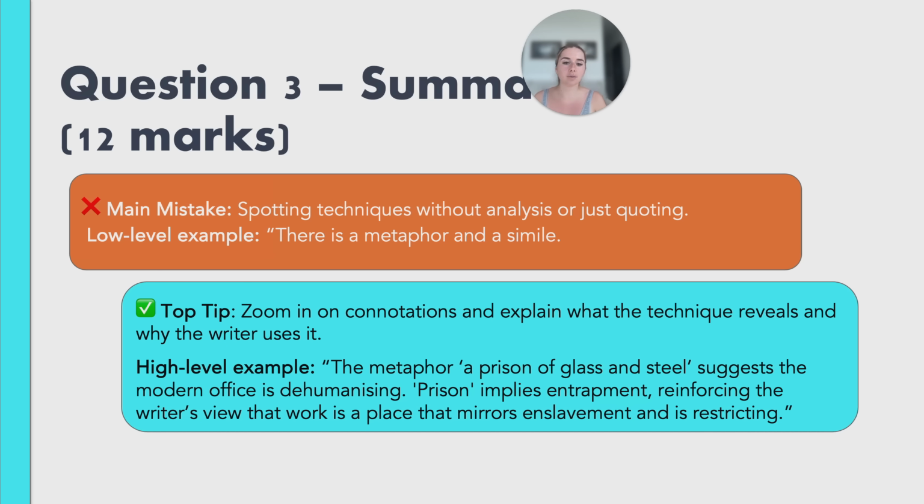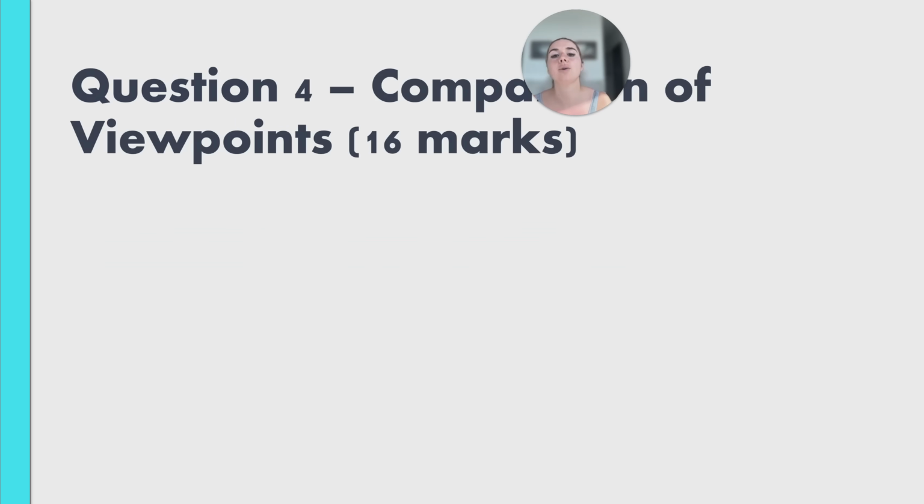Yes, a prison of glass and steel doesn't say that modern work is enslavement, but think about what is a prison like and how can I link that to what I'm talking about. You don't want to go to prison. It's not a pleasant place. You're entrapped. There's no daylight. So now just think about all of those things associated with the prison. And then I'm just going to link that in my analysis to the focus of the question, which is about jobs. Lovely.